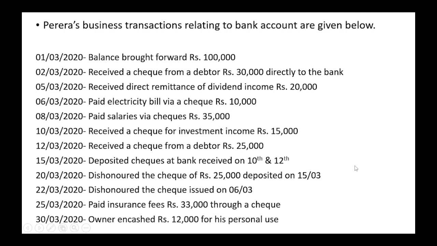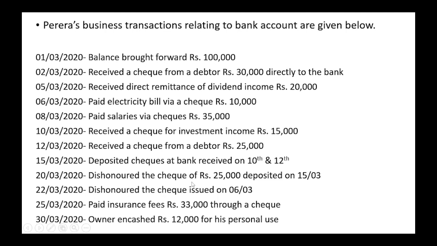Next transaction is also like that. Received a check from a debtor 25,000, and you can see on 15th March those two checks which were received on 10th and 12th are deposited. So on 15th only we record these two transactions into the bank account.